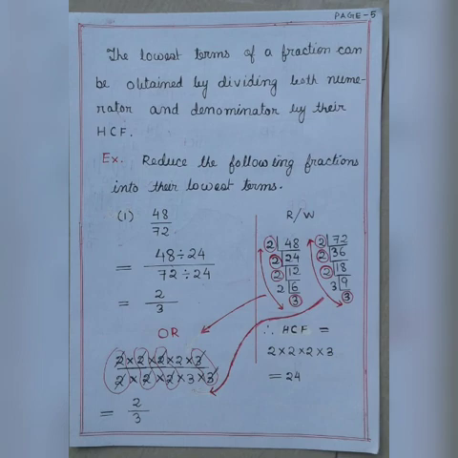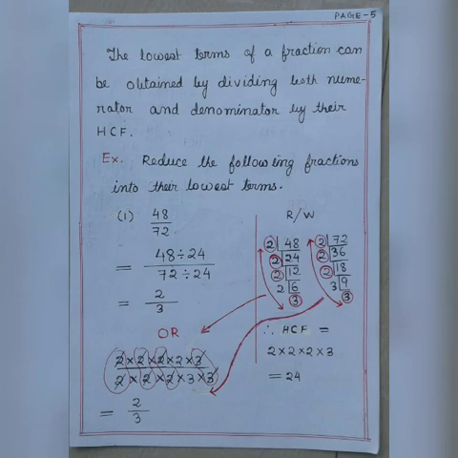Now this HCF we have to divide both numerator and denominator. So 48 by 24 and 72 by 24 is 2 by 3. If we divide 48 by 24, we get 2. If we divide 72 by 24, we get 3.